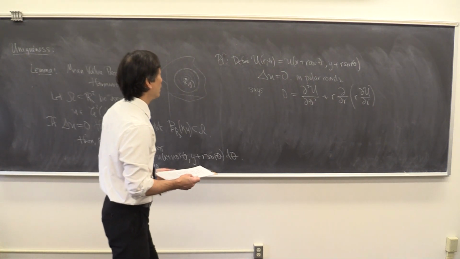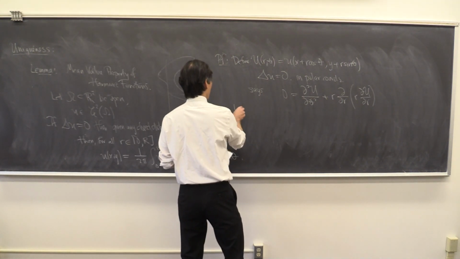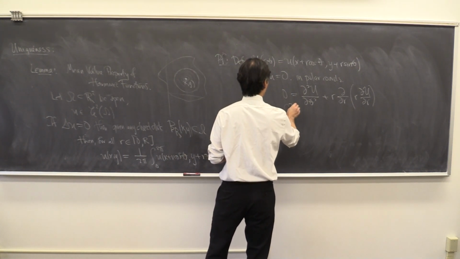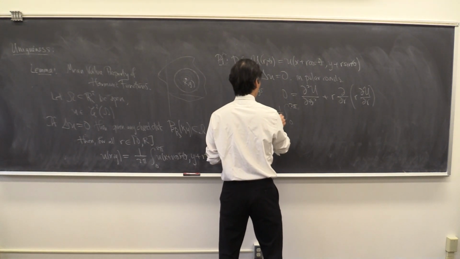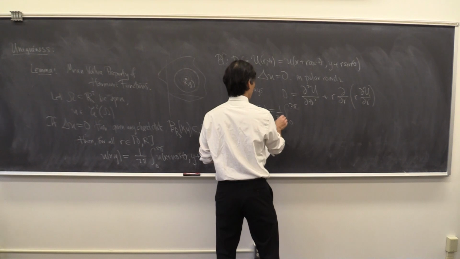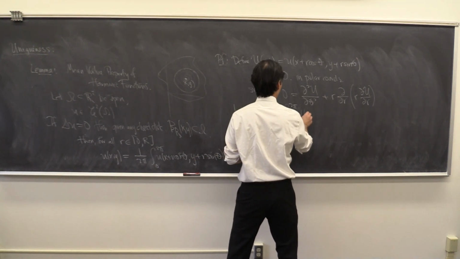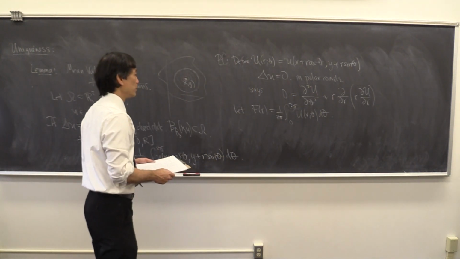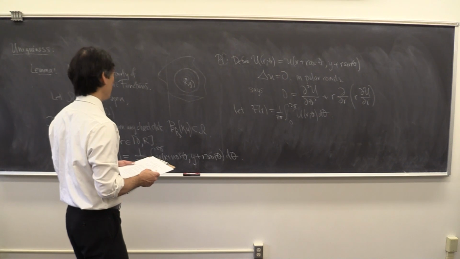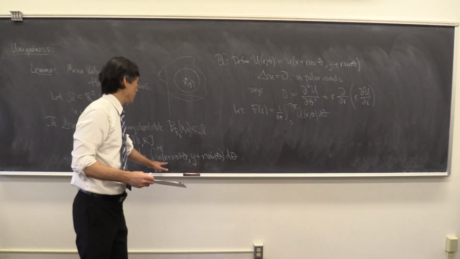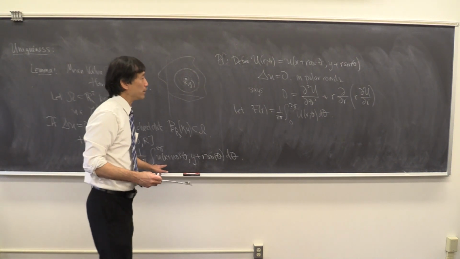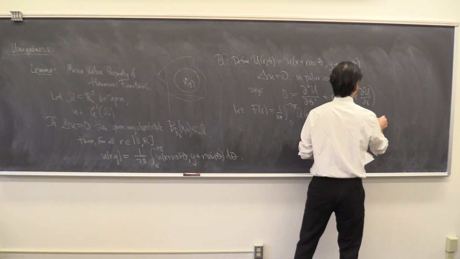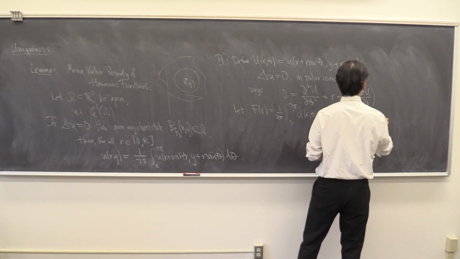Okay. So now let f of r be the average of capital U(r, theta) d theta. We're hoping to see that this thing on the right hand side, that f is constant.